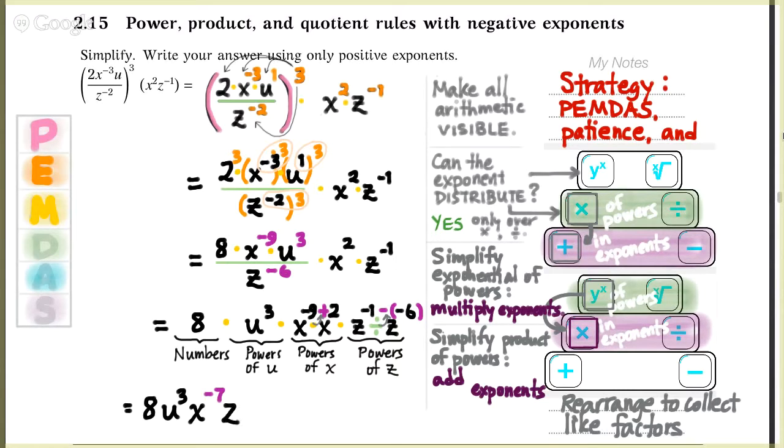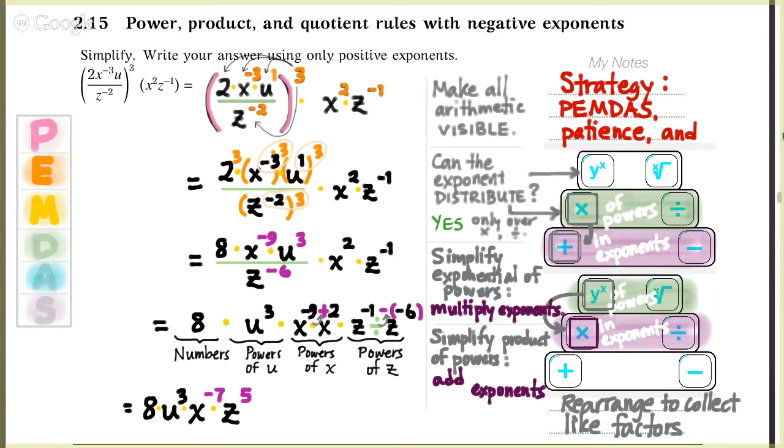So we'll try to avoid the sign errors and do out the arithmetic. Negative 9 plus 2 gives me negative 7 for the power of x. And negative 1 minus negative 6 is the same as negative 1 plus positive 6, which gives me positive 5 for the power of z.